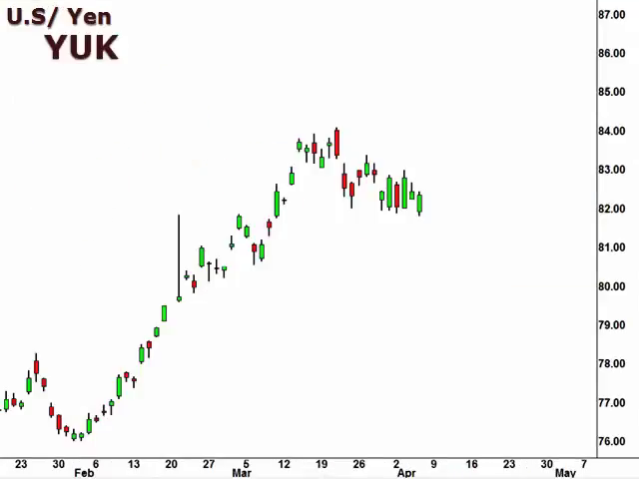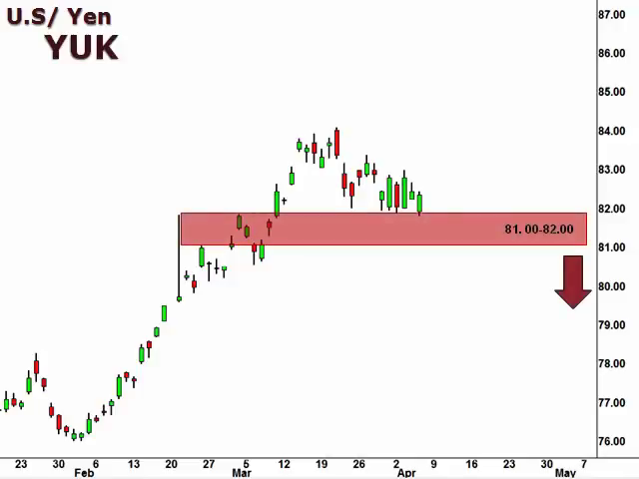Let's take a look at the YUK, the US dollar versus the Japanese yen. Well, the 81.82 remains an important support level for the YUK as the pair continues to form what appears to be a bullish wedge. A break above 83 should signal a continuation to move higher.